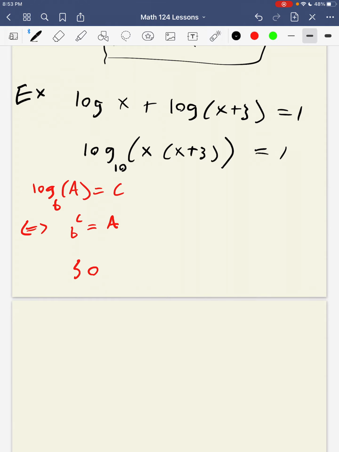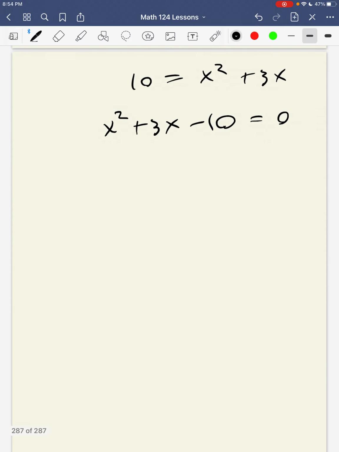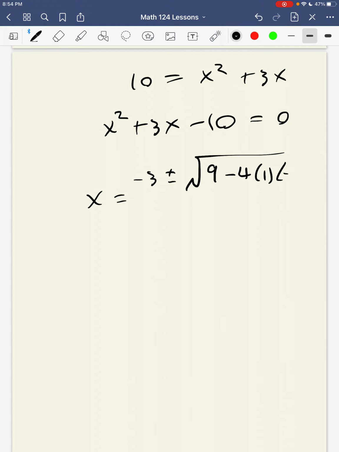So 10 raised to the 1 will equal x times x plus 3. That gives 10 equals x squared plus 3x, or x squared plus 3x minus 10 equals 0. So x will equal negative 3 plus or minus the square root of 3 squared minus 4 times 1 times negative 10, all over 2 times 1.